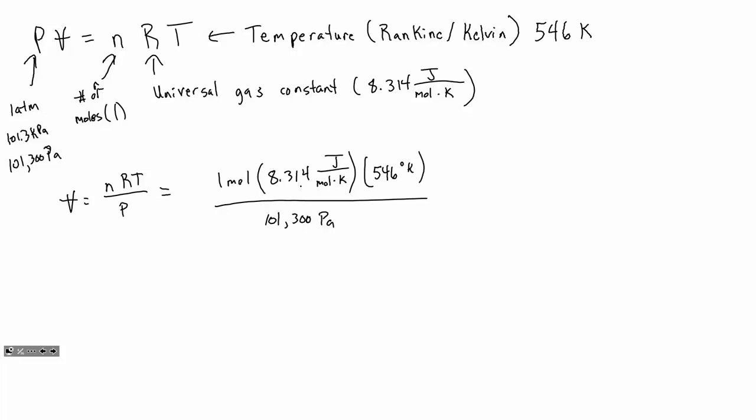What we end up getting is a volume equal to 0.0448 meters cubed. We see they want the volume in terms of liters, so we know there are 1,000 liters in 1 cubic meter. We end up with a volume of 44.8 liters. So the correct answer should be D.